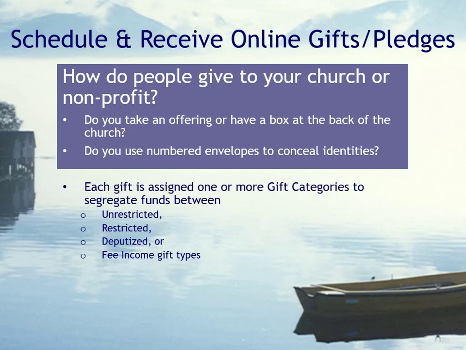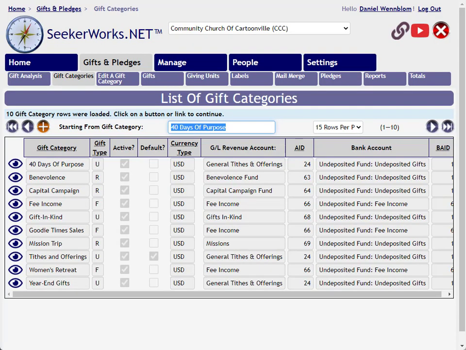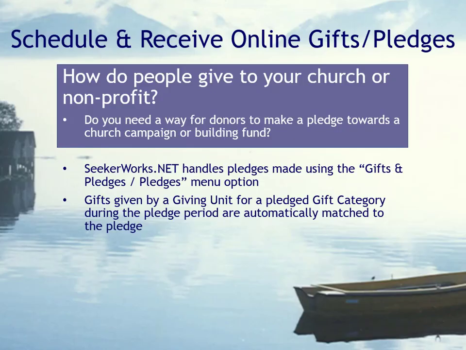It is assigned one or more gift categories to segregate funds between unrestricted, restricted, deputized, or fee income gift types. Gifts in kind can also be received and recorded for non-monetary gifts and assigned a value of 0 unless it has a related appraisal or is subsequently sold. Here's a sample list of gift categories showing the related gift types for each one.